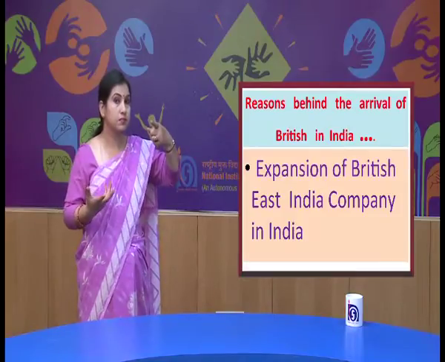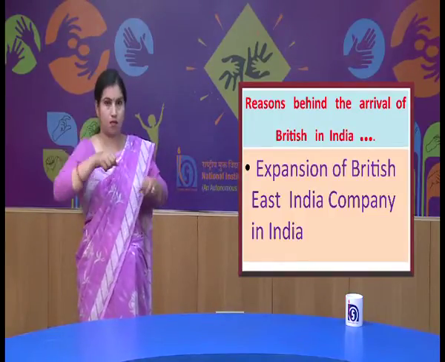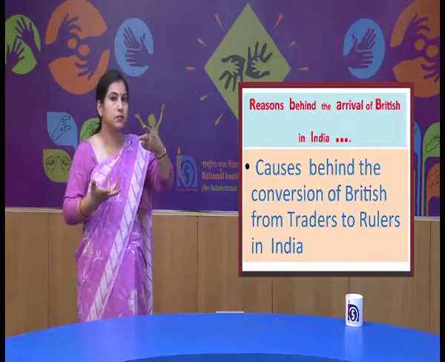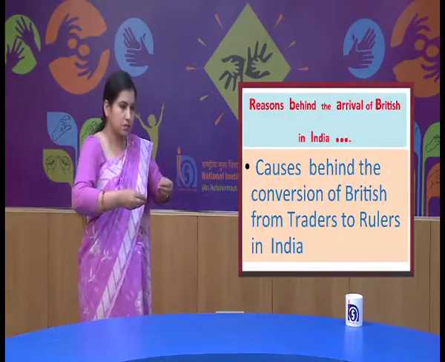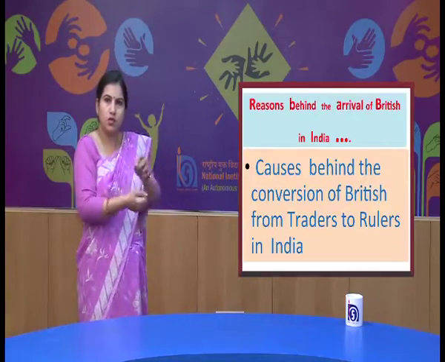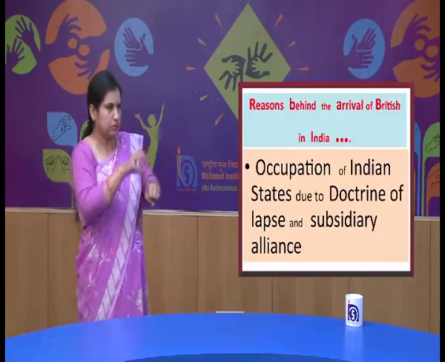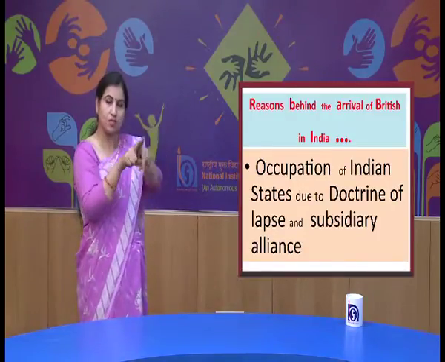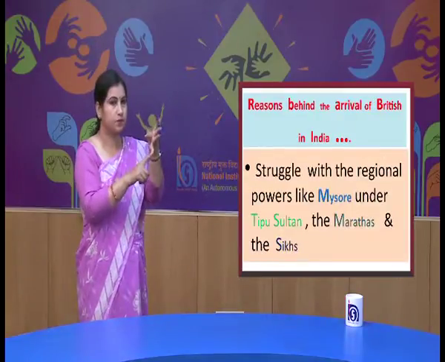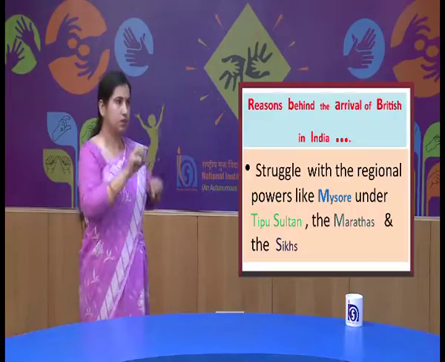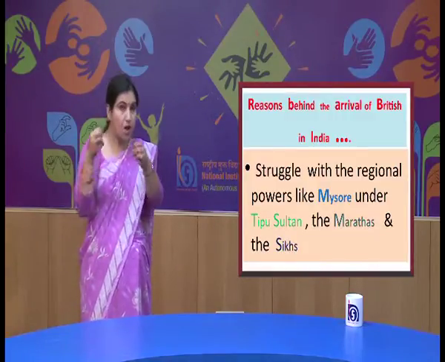Number one, expansion of British East India Company in India. Number two, causes behind the conversion of British from traders to rulers of India. Number three, occupation of Indian states due to doctrine of lapse and subsidiary alliance. Number 4, struggle with the regional powers like Mysore under Tipu Sultan, the Marathas, and the Sikhs.